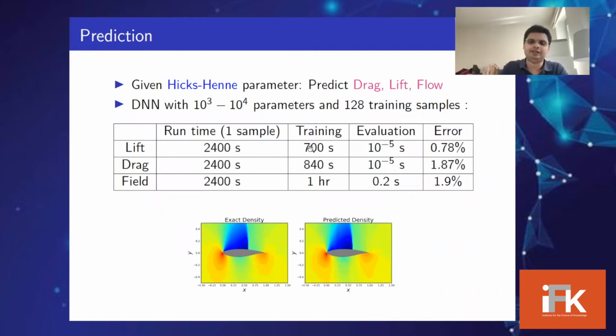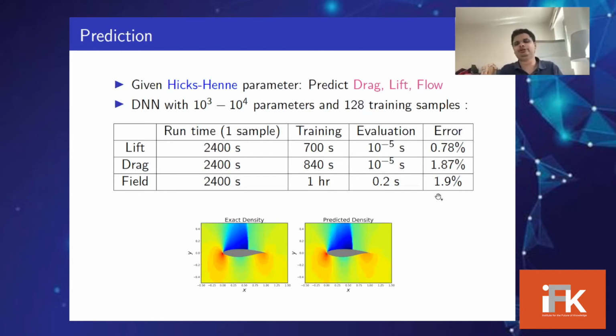You can't avoid it. But now look at these numbers here, the evaluation cost. Remember that for each shape, you generate a flow field and you find the lift and the drag. So these are done at very, very fast speeds, right? This is 10 to the power minus 5. The flow field takes a little longer because you have to predict values all over the place. And still it is sub-seconds. It's like 0.1 of a second compared to 40 minutes. So you can imagine that this is 3 orders of magnitude faster, and the errors are between 1 and 2%.